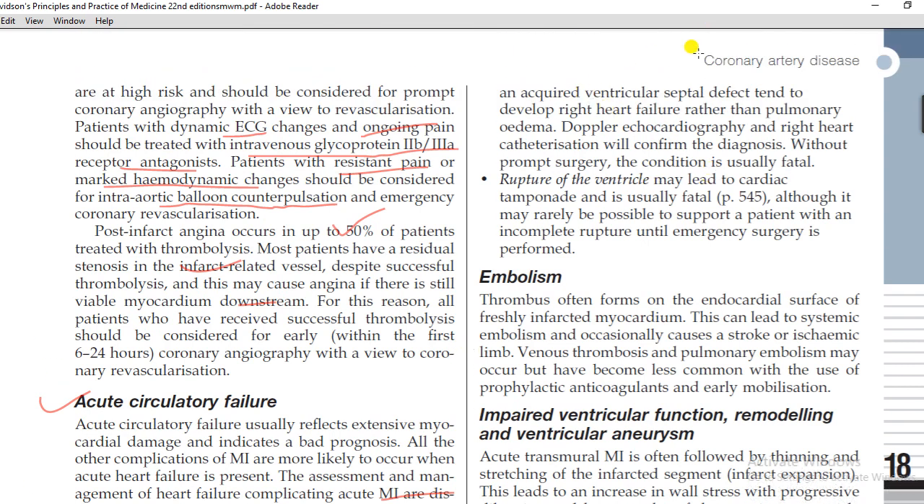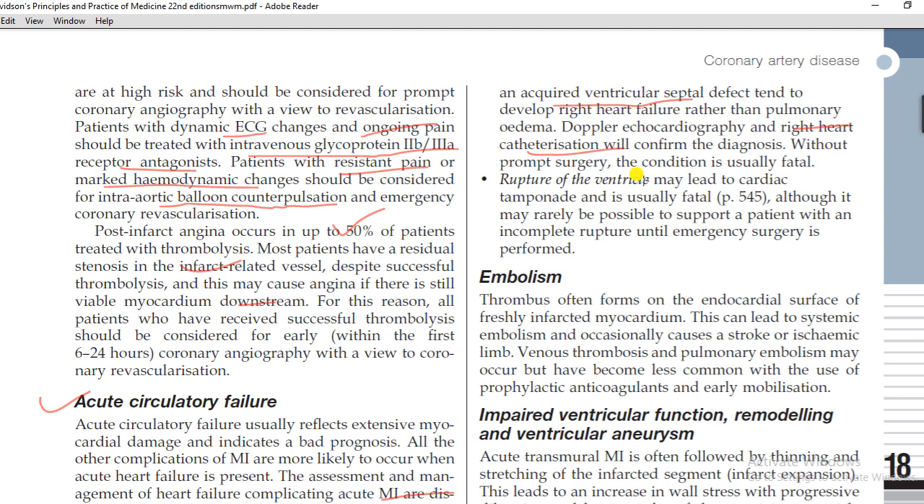However, patients with an acquired ventricular septal defect tend to develop right heart failure rather than pulmonary edema. Doppler echocardiography and right heart catheterization will confirm the diagnosis. Without prompt surgery, the condition is usually fatal.